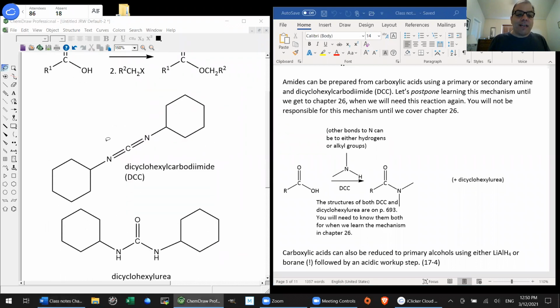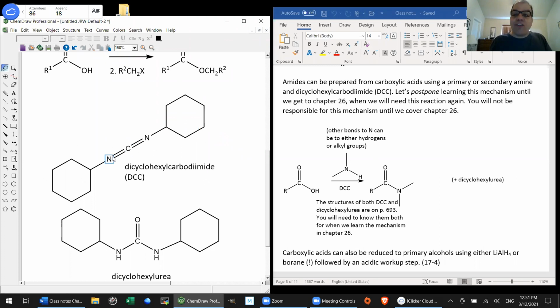So dicyclohexylcarbodiimide is the species you'd use to convert the carboxylic acid to an amide. So DCC is dicyclohexylcarbodiimide. Interesting structure. That central carbon is, of course, sp hybridized, just like in CO2. Also, please take note, those really are cyclohexyl groups, not benzene rings. Why? Couldn't tell you. For some reason, they use the reagent with cyclohexyl groups.